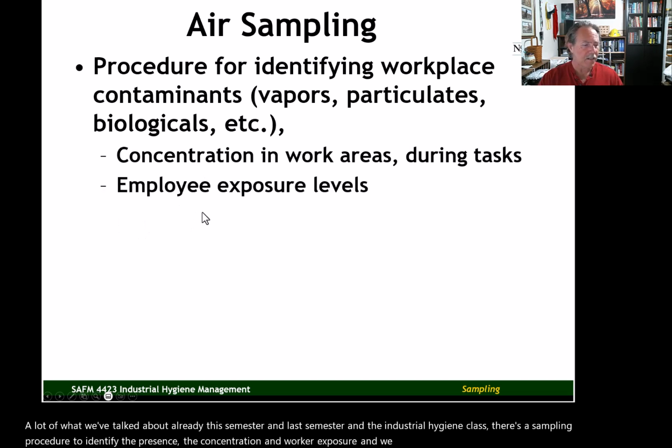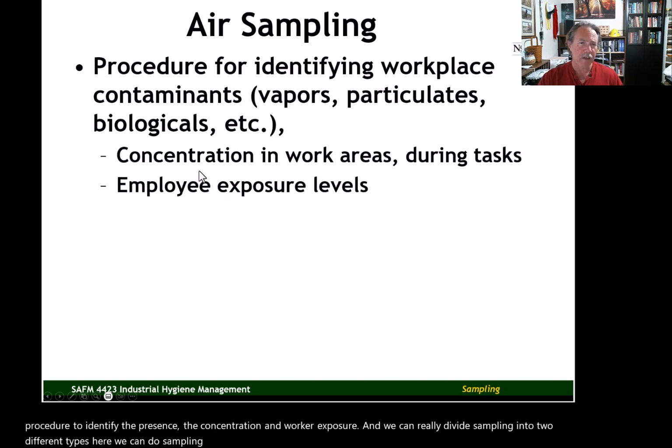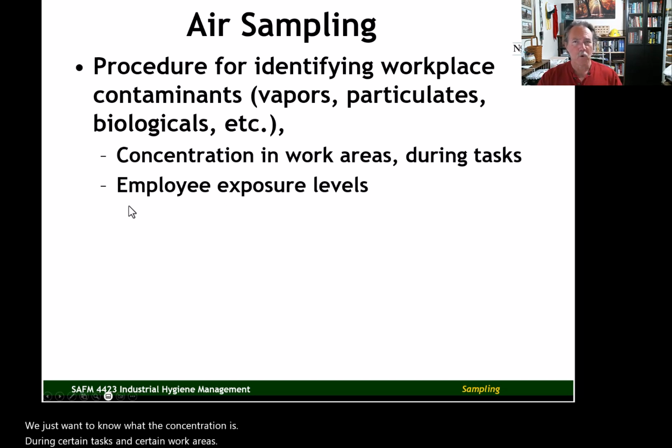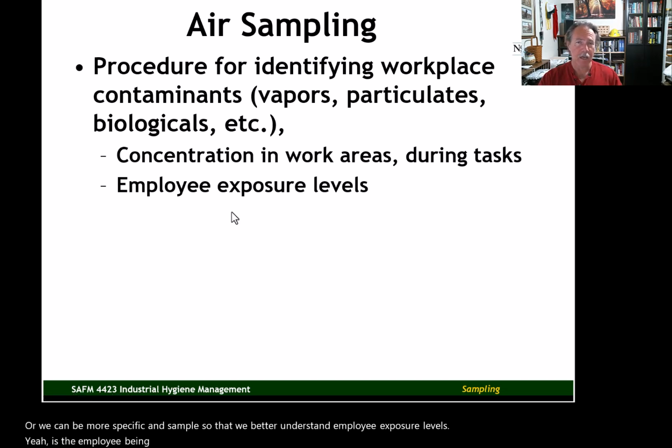And we can really divide sampling into two different types here. We can do sampling to identify the concentration in the work area, even for specific tasks. That can be our goal of the sampling procedure. We just want to know what the concentration is during certain tasks and certain work areas. Or we can be more specific and sample so that we better understand employee exposure levels. Is the employee being exposed at levels above the action level? Are they above the PEL? Are they above the TLV if we use the TLV as a standard?